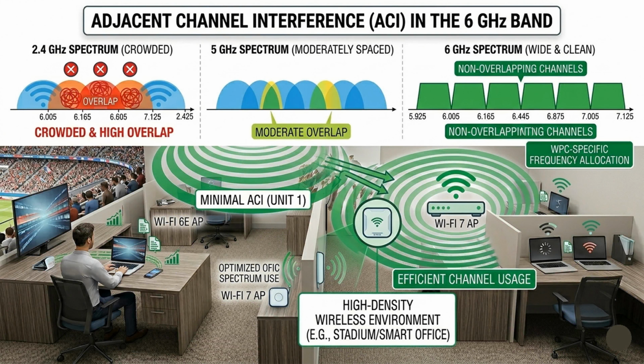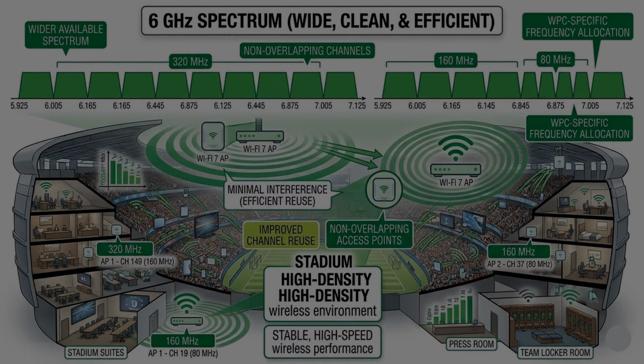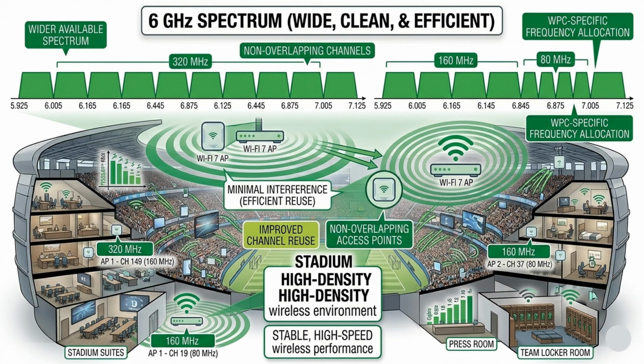Adjacent channel interference in 6 GHz. The 6 GHz spectrum, introduced with Wi-Fi 6E and Wi-Fi 7, provides a large number of non-overlapping channels. This greatly reduces the likelihood of ACI compared to the 2.4 GHz and 5 GHz bands. Because of the wider available spectrum, more access points can operate without overlapping, channel reuse is improved, high-density deployments perform better, and wider channels such as 80 MHz, 160 MHz, and 320 MHz can be used more efficiently.